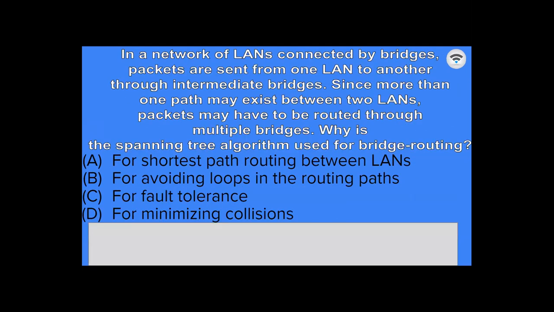And now we have a lengthy question. These questions can be quite annoying and quite long, just how it is. You just gotta make sure you pace yourselves in these tests. And they're mostly terms and definitions, so even though it may seem daunting at first, it can be way simpler. So here we have: in a network of LANs connected by bridges, packets are sent from one LAN to another through intermediate bridges. Since more than one path may exist between two LANs, packets may have to be routed through multiple bridges.